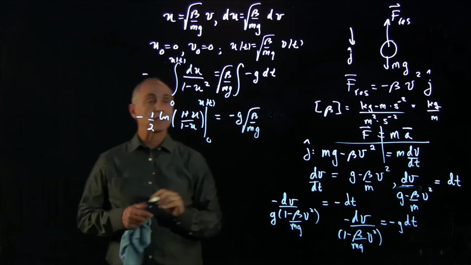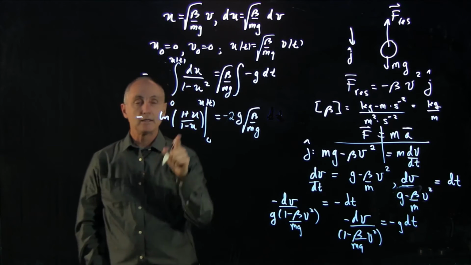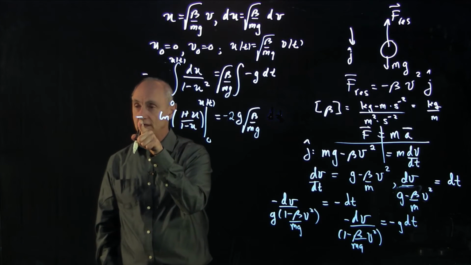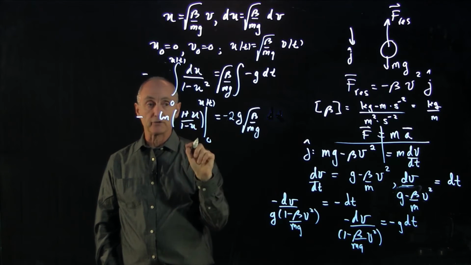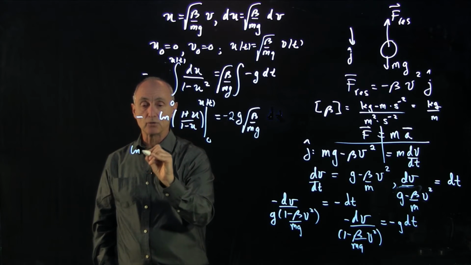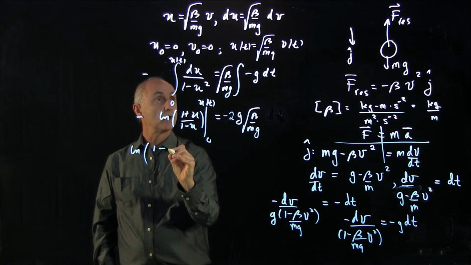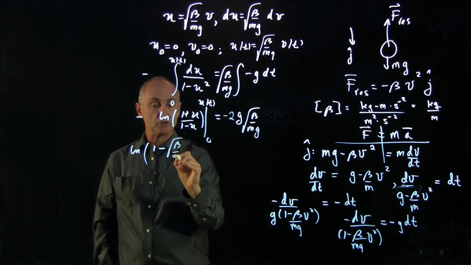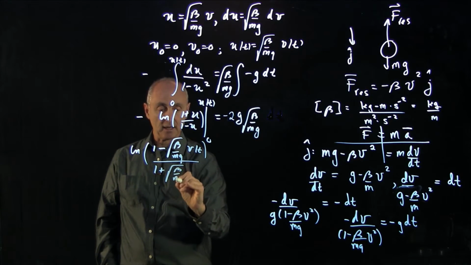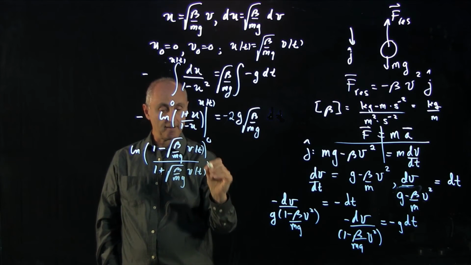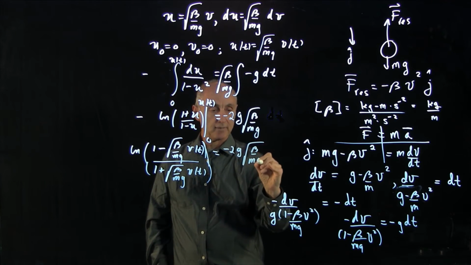Now, once again, for a little bit of simplicity, I'm going to bring the 2 over to the other side. And now I evaluate my limits. Recall that when you have a minus log, we're flipping, because log of b over a equals minus log of a over b. So when I put my limits in, I have the natural log of, now remember, what are our limits? We have 1, I'm flipping, minus square root of beta over mg times v of t, over 1 plus square root of beta over mg v of t, and that's equal to minus 2g square root of beta over mg.